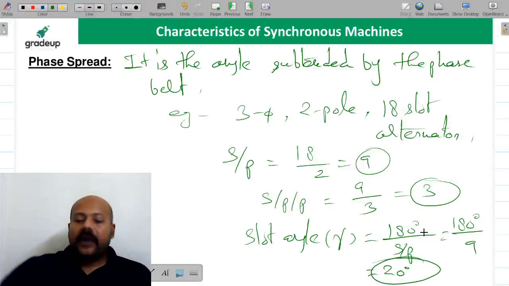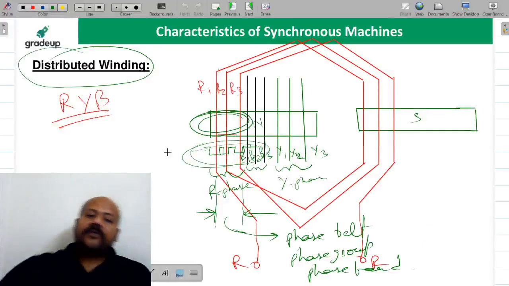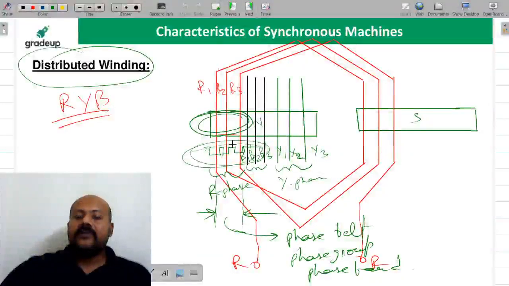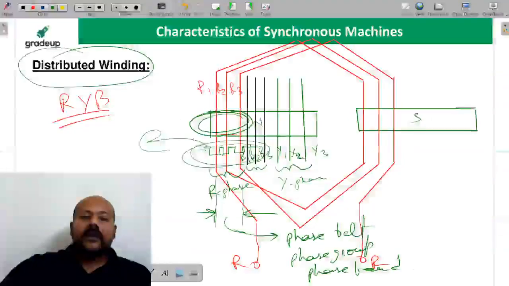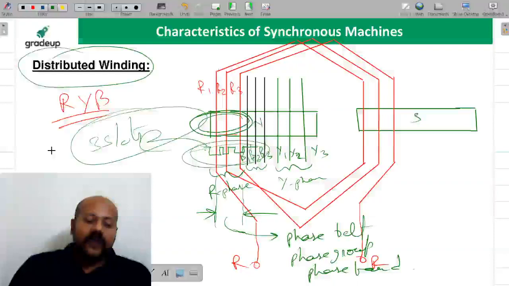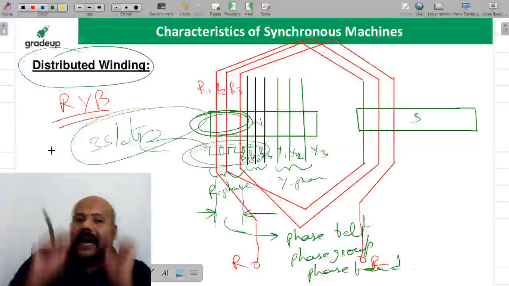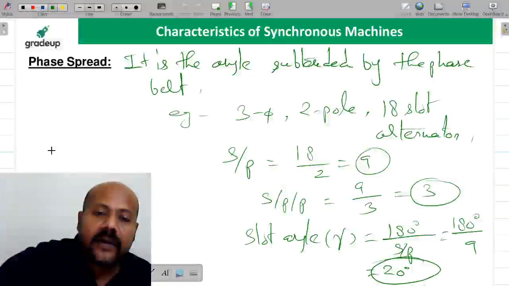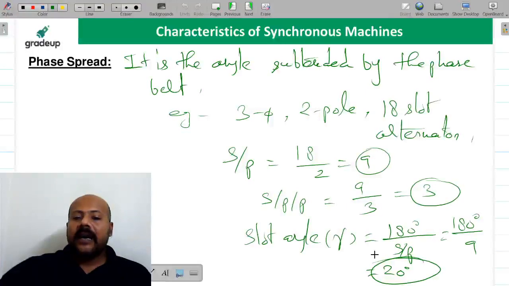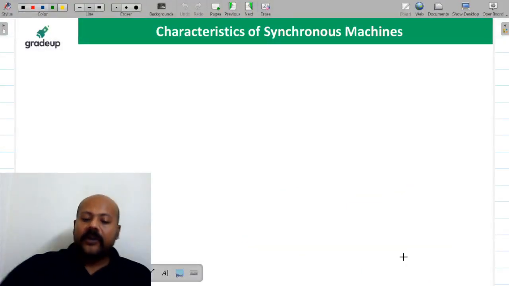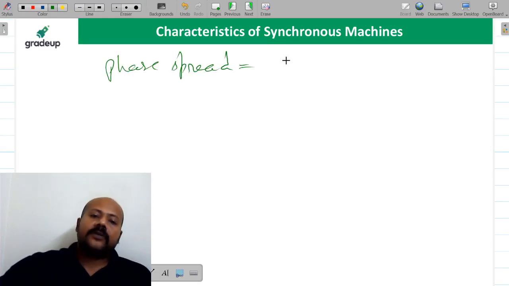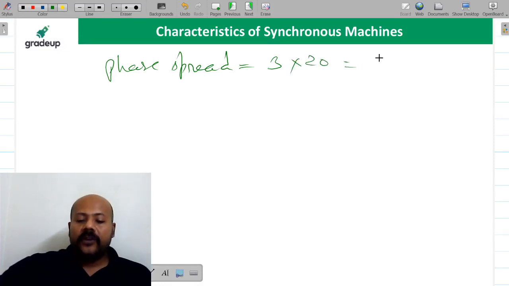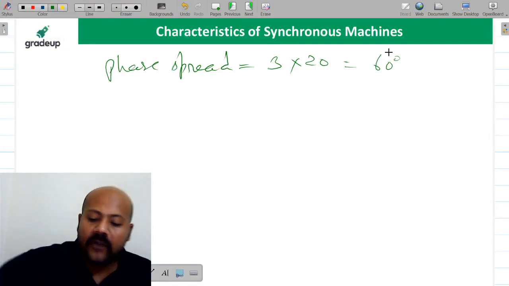Now beta, for this configuration that I have shown you, for this R phase, we are using how many slots? We are using 3 slots. Just take the example. Suppose you are using 3 slots to have this R phase. So what is the total angle subtended by this phase belt or phase group? The slot angle gamma is 20 degrees. So what is the phase spread you are going to write? The phase spread is going to be 3, because I have used 3 slots, multiplied by 20, so it is going to be how much? It is going to be 60 degree.